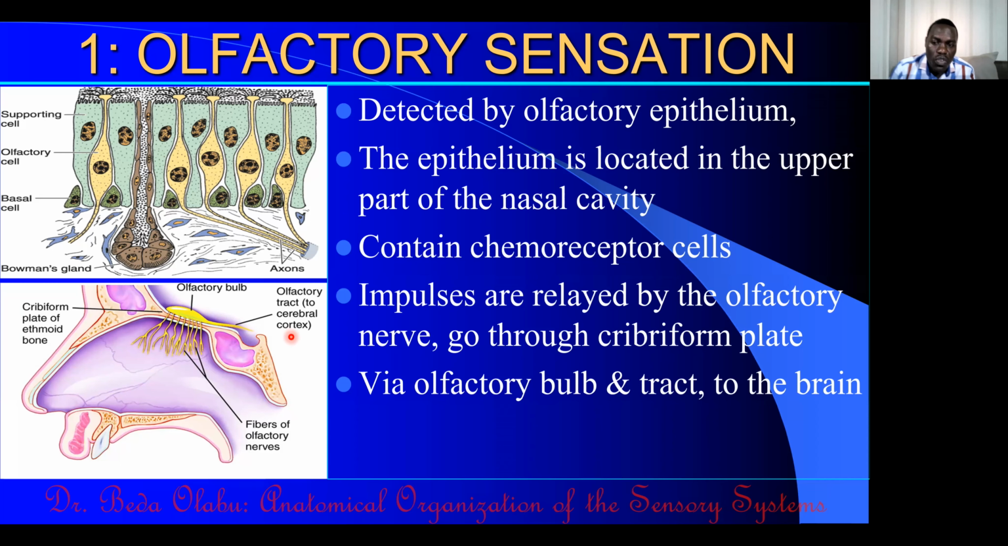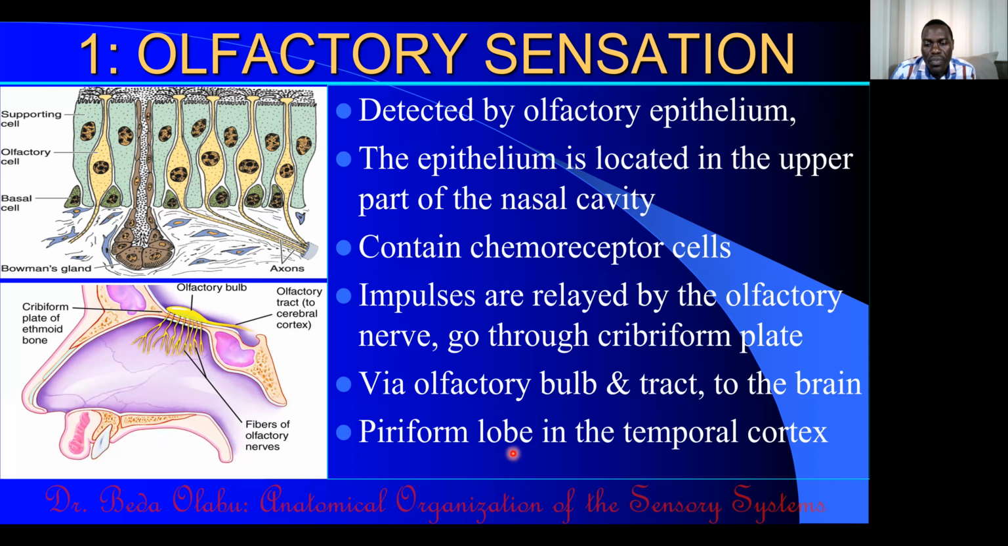And so when we talk about olfaction, we'll not talk about 3 orders of neurons. We will only talk about 2 orders of neurons. The first order neurons are the ones we are calling the olfactory nerve. The second order neurons are the ones we are calling the olfactory tract. And so the olfactory tract reaches the cerebral cortex, and the cortex that receives olfactory sensation is the temporal lobe.